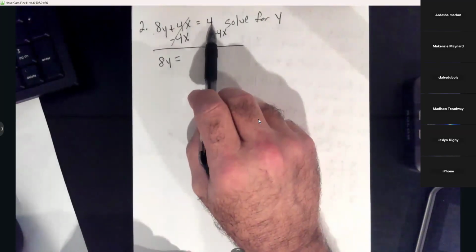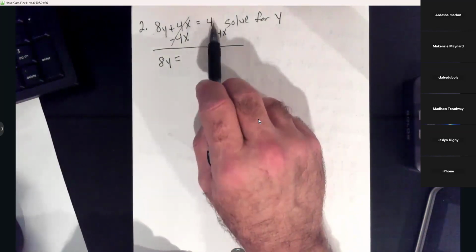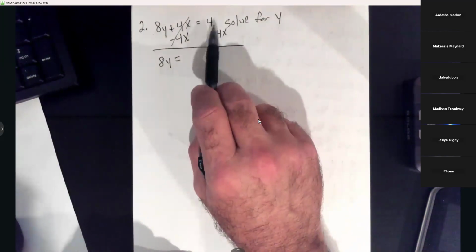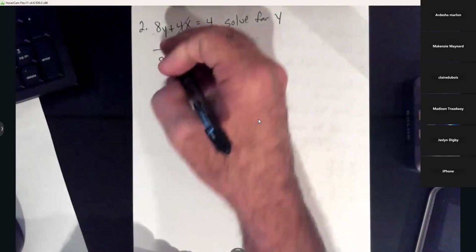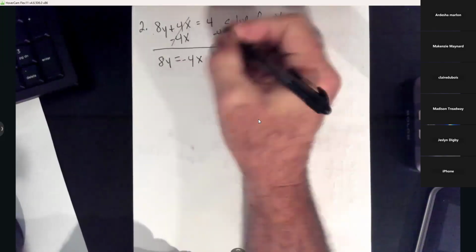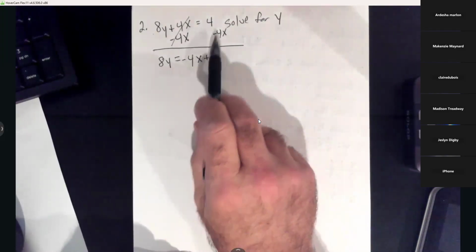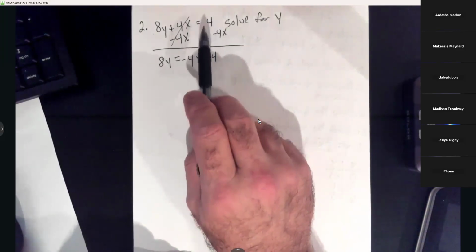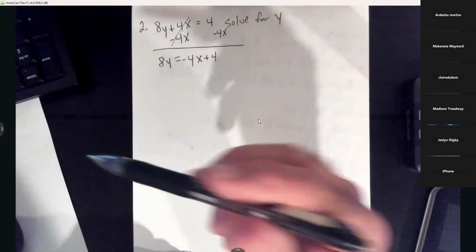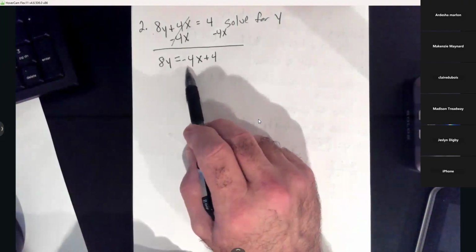Now notice here, you've got a 4 and you've got a negative 4x. Those are not like terms. Since these aren't like terms, I'm just going to put down my negative 4x and then bring down my positive 4. So you can do negative 4x plus 4, or you could do 4 minus 4x. Either way doesn't matter. I usually like my x's first, but either way it doesn't matter, okay?